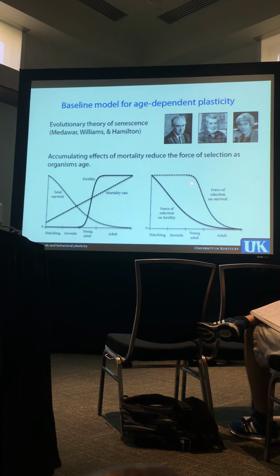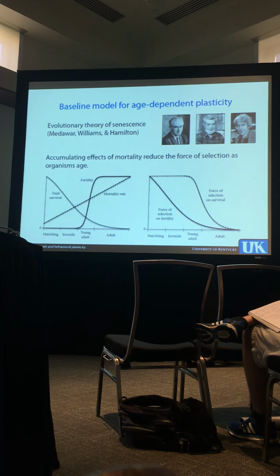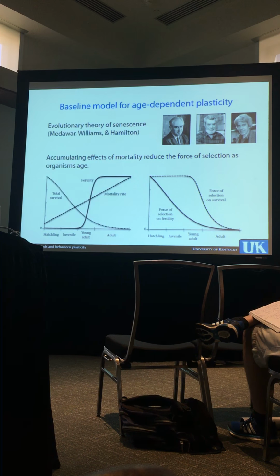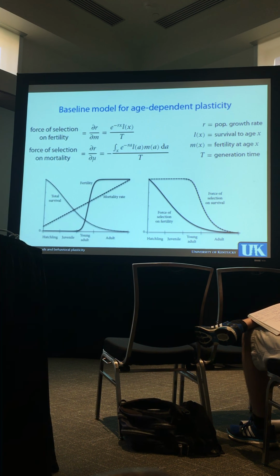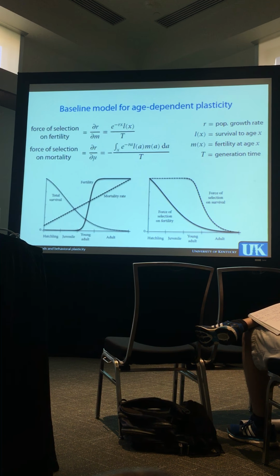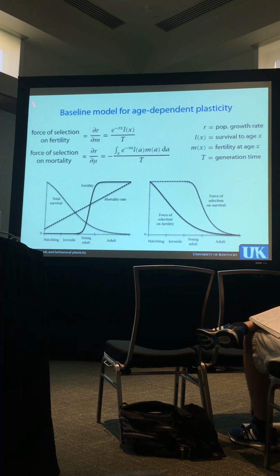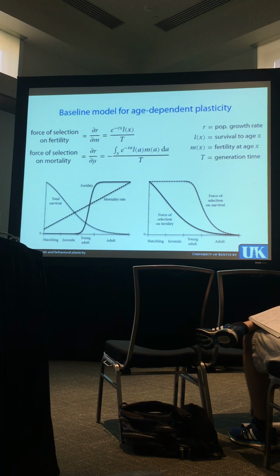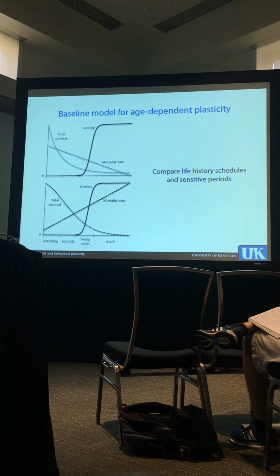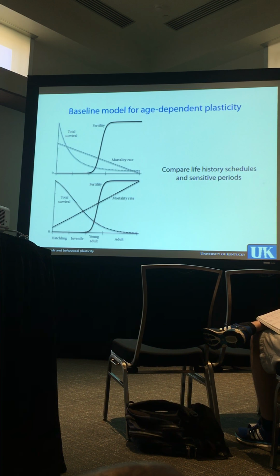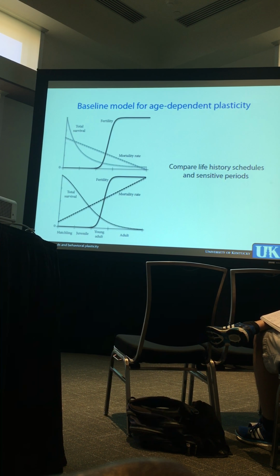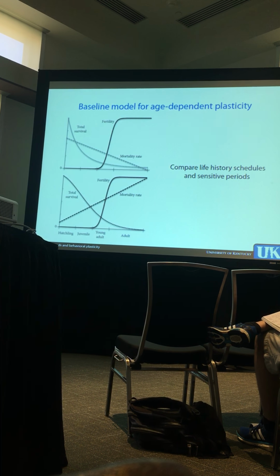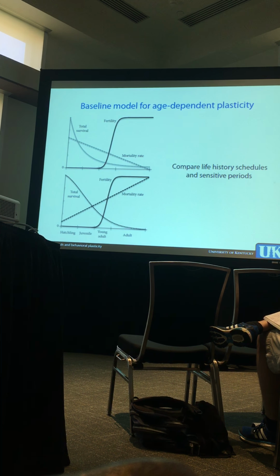And so we can imagine then that if we're thinking about adaptive plasticity, those adaptive plastic traits that affect either of those two components of fitness will have stronger selection on them in early life. And the nice thing about exporting this kind of theory to this topic is that there are very well-defined expressions for the force of selection on fertility and on mortality. And so we can use these ideas to compare different kinds of life history schedules to see what effect those schedules have on the force of selection over the organism's life, and how that might then affect evolution for or against a critical period.